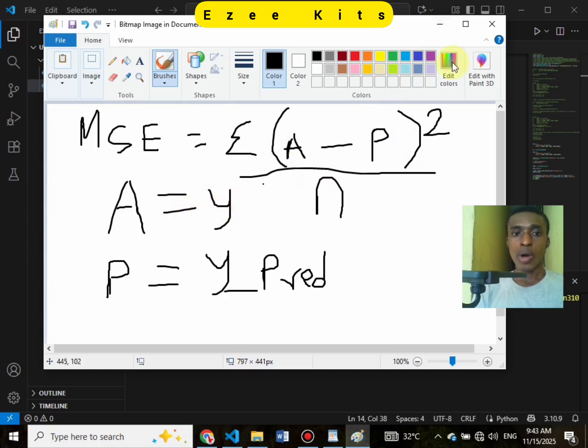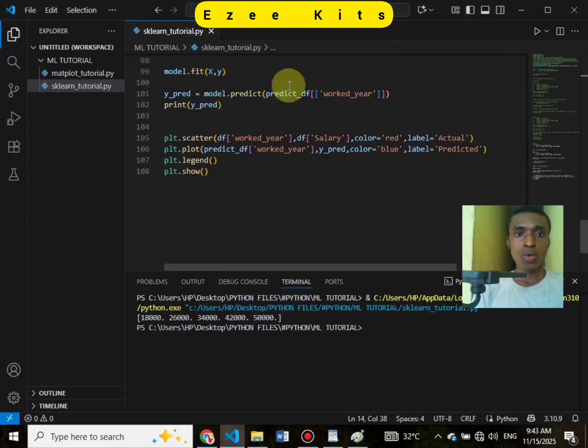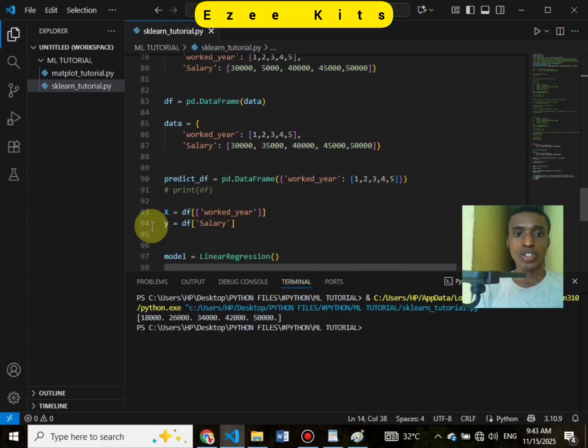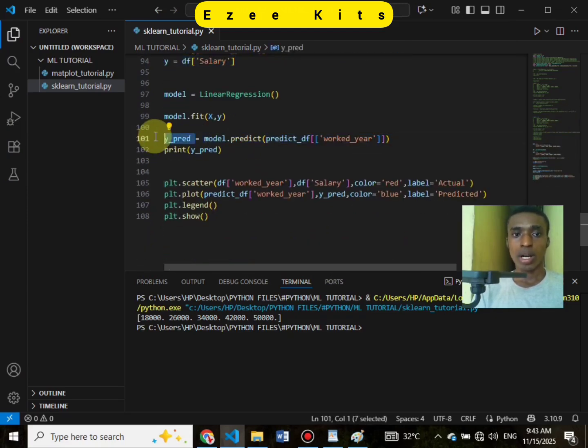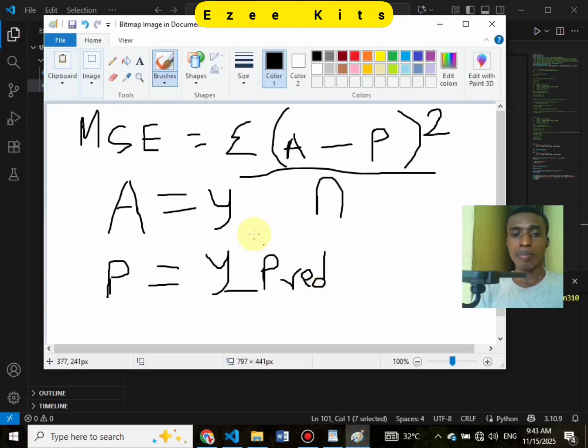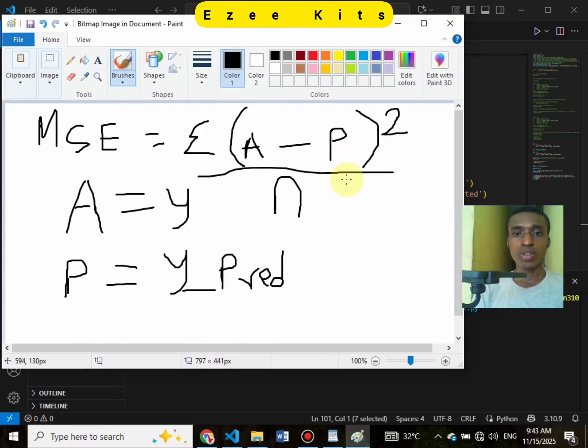Like I said, our A is going to be our y. Our actual was the initial y that we set, which is the salary. The predicted was our y pred. That's why I make use of it, so it will be easier for us to understand. With this in place, this gives us everything that we need to know. Let's look at an example. Let's say the actual value was 1, for example, and the predicted was 0.